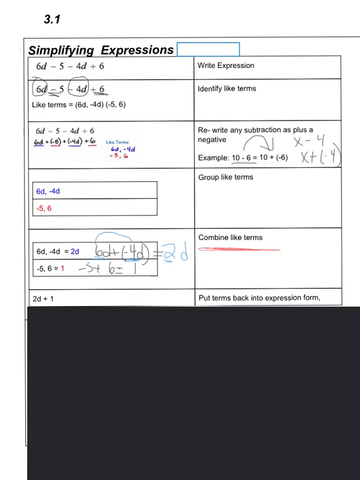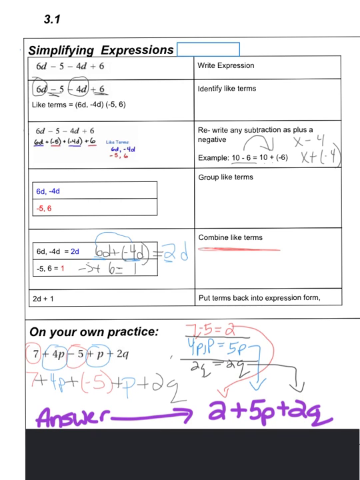Please try this next one on your own. So pause the video, try it, and then check your work. You should have gotten the answer 2 plus 5p plus 2q as your simplified expression. If you do not understand this, make sure you check in with me tomorrow so we can review.